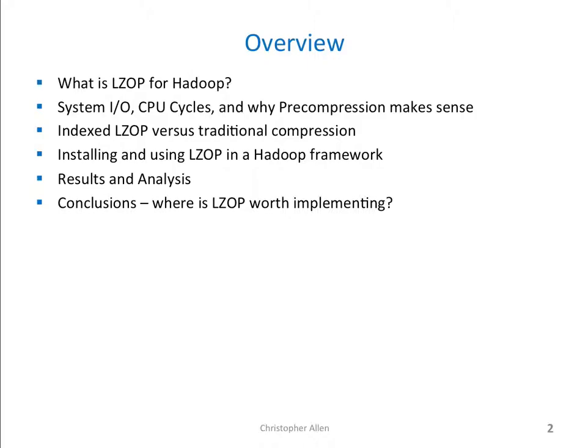We'll go through installation and usage instructions, results and analysis, where we will use compression on a variety of data sets and compare how long it takes to produce a result compared to a non-compressed data set, and then get into conclusions, try and figure out, is there a general rule of thumb for where LZOP compression is worth applying in Hadoop MapReduce jobs?